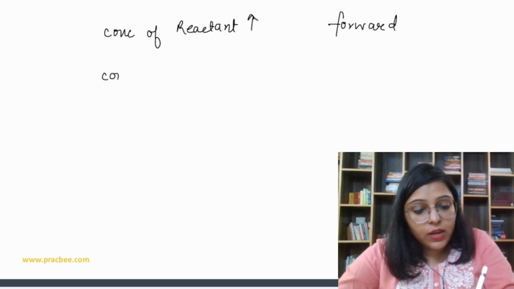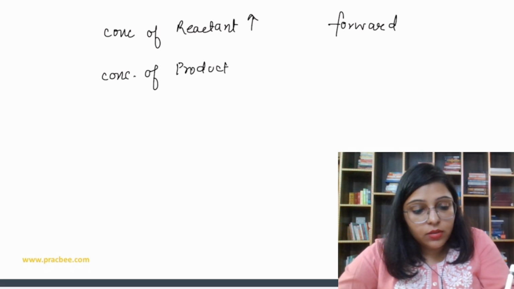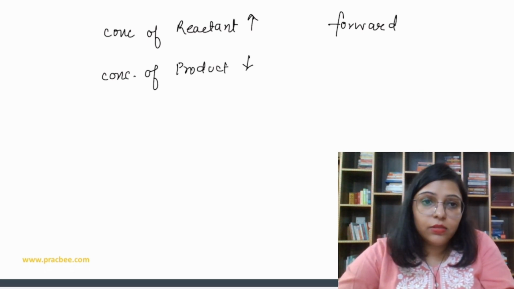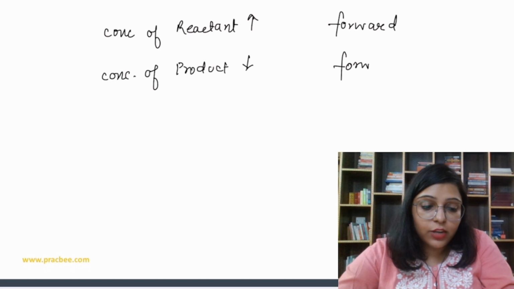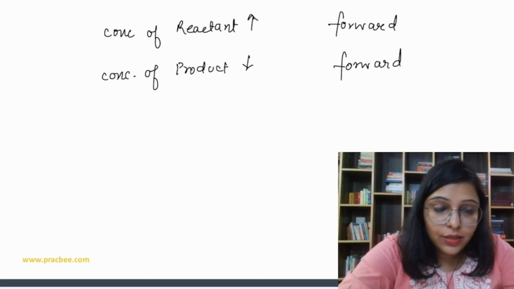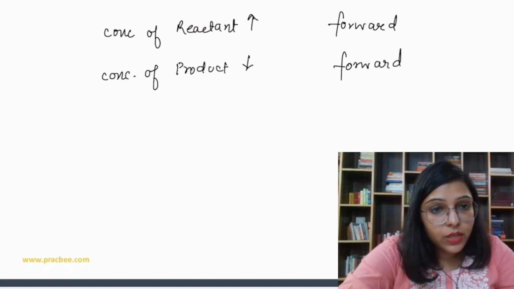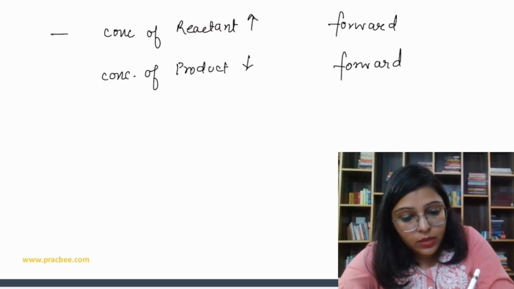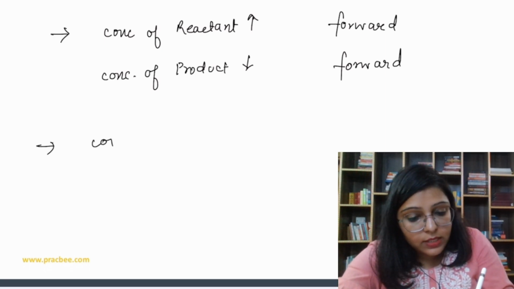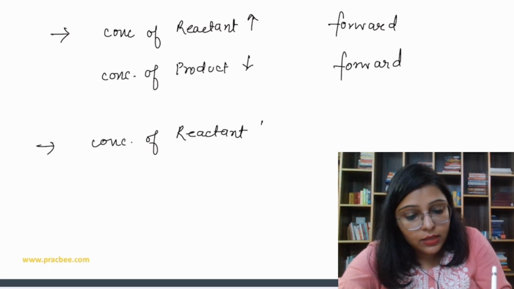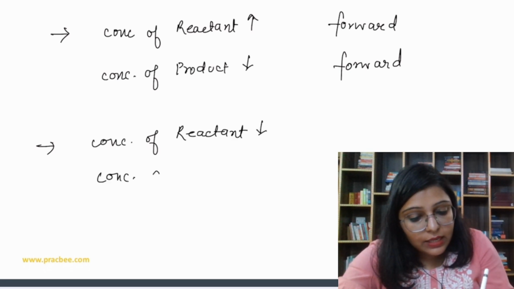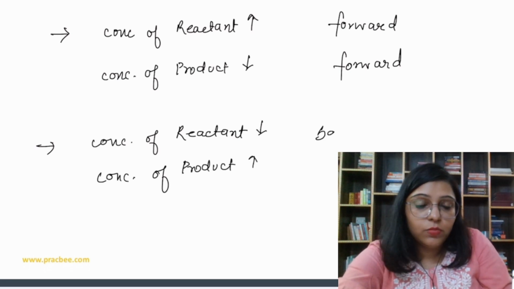Okay, if the concentration of product decreases, it means the system moves in the forward direction in order to make the product, right? Because the system is going to nullify the change. Similarly, if the concentration of reactant decreases and the concentration of product increases, then the reaction moves in the backward direction.